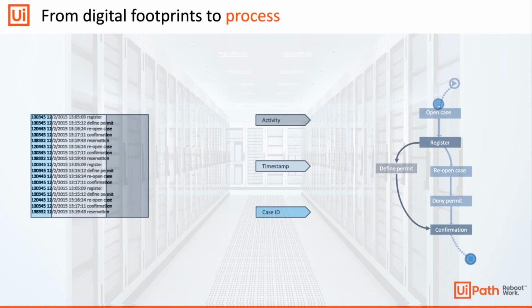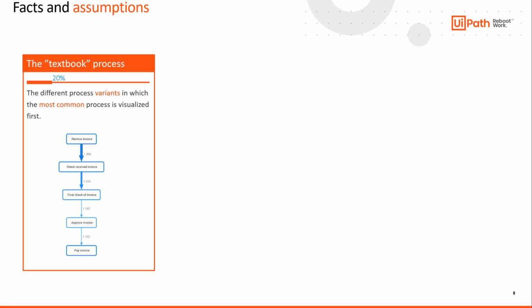We understand the sequence of activities. We also understand the time span between those activities. Let's take a closer look at why that's important. The textbook process, or the happy path, is generally what the organization would like to see all processes go through.